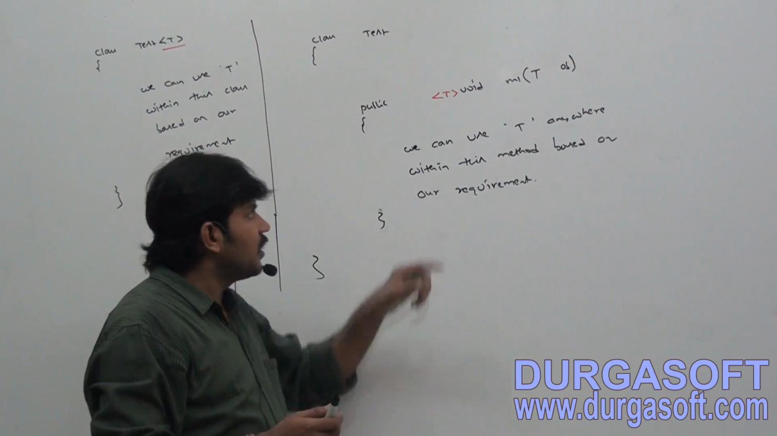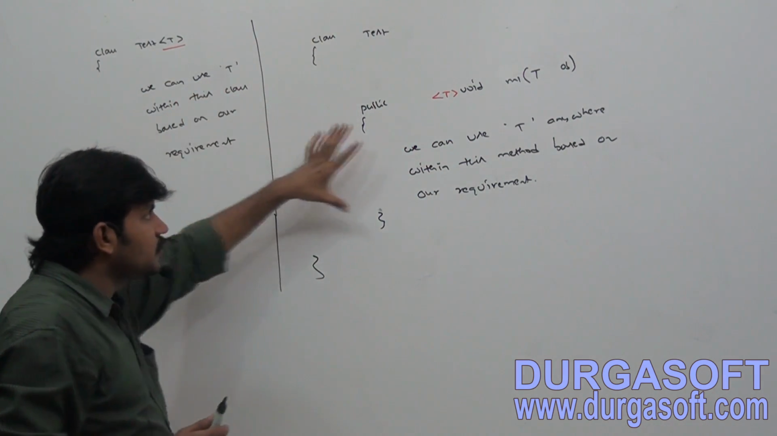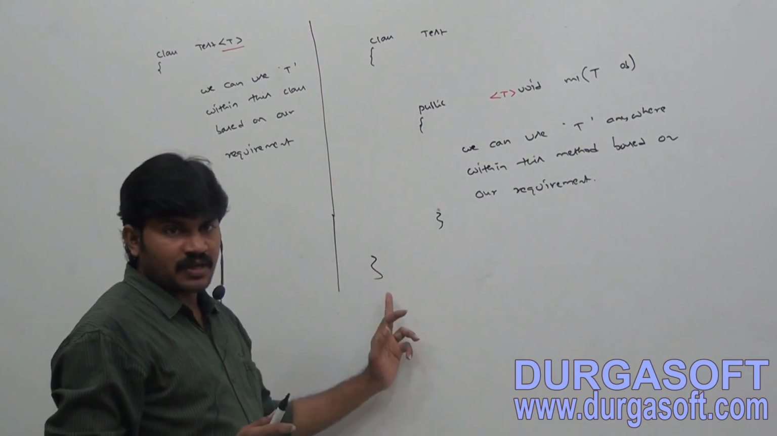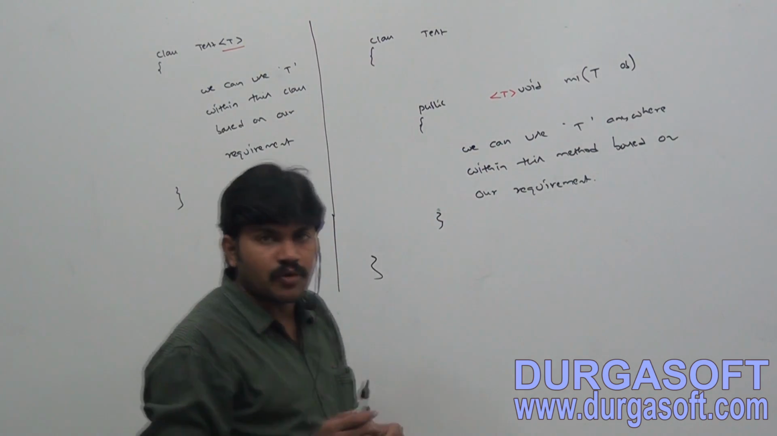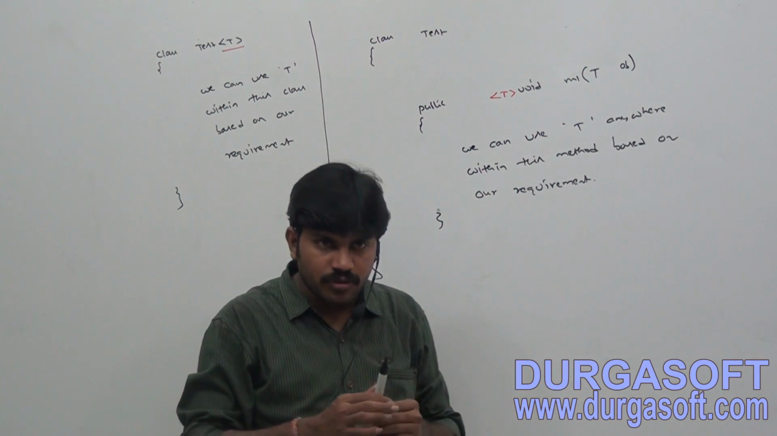Any explanation required? This one is a generic class, and this one is a generic method. If the class is a normal class, but at method level only I want to implement type safety, then happily we can go for a generic method.